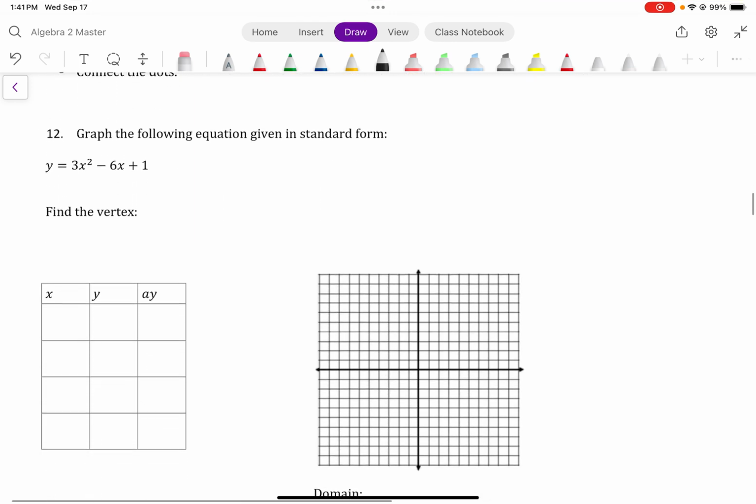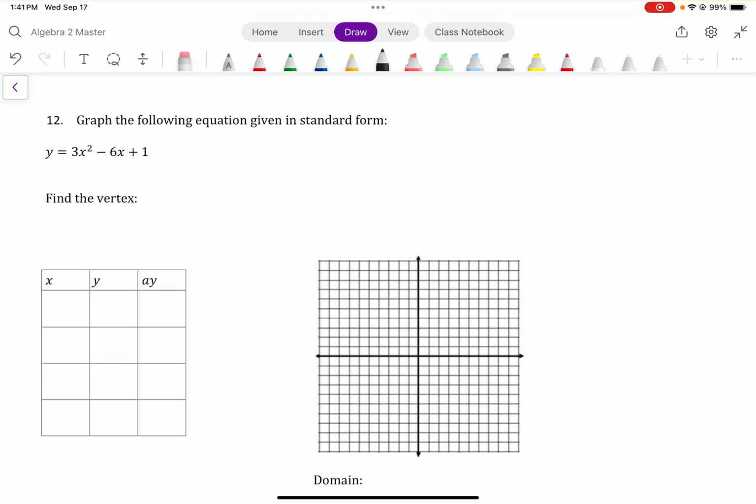So number 12 here says graph the following equation given in standard form. First, we have to find the vertex. That's the hardest part. In standard form, to find our vertex, we're going to do negative b over 2a, okay? In this case, my a value is 3, b is negative 6, and c is 1. I don't really care about c here, but c is 1. So x equals negative 6 over 2 times 3. That's 6 over 6. X equals 1.